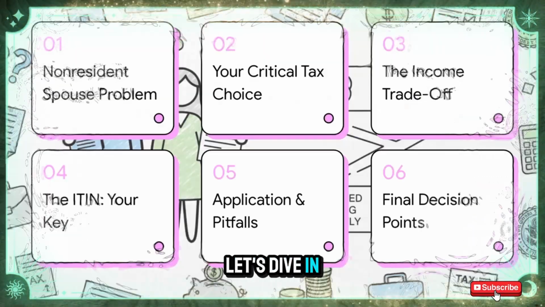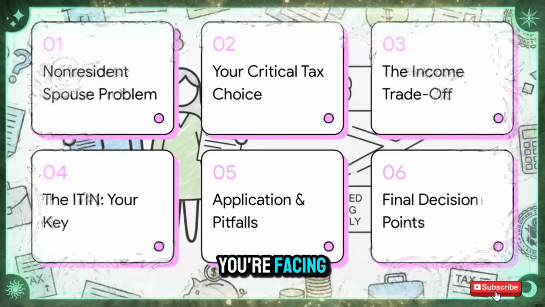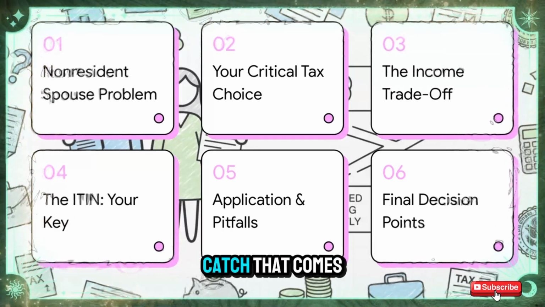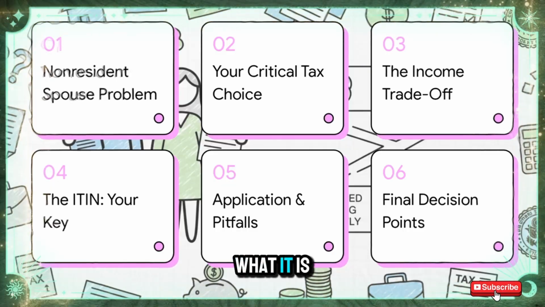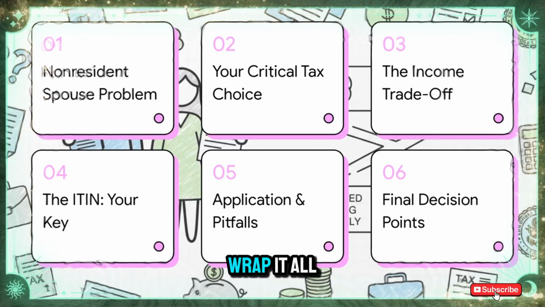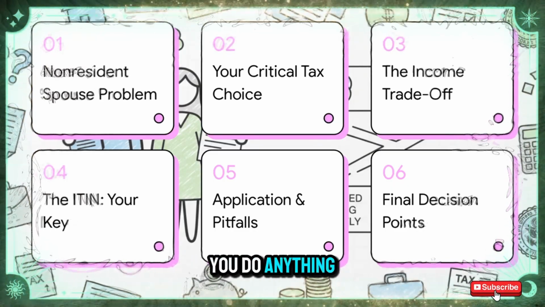Let's dive in. All right, here's our game plan. First, we'll tackle the main problem you're facing. Then we'll look at the big choice you get to make and the major catch that comes along with it. From there, it's all about the ITIN, what it is, how to get one, and the mistakes to avoid. And finally, we'll wrap it all up with the key questions you need to ask yourself before you do anything.